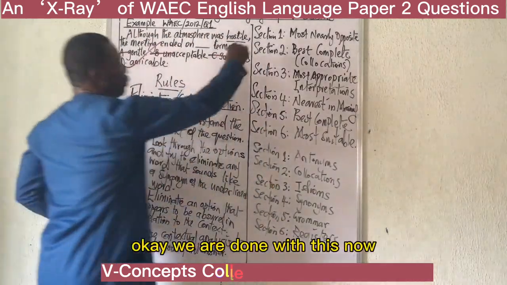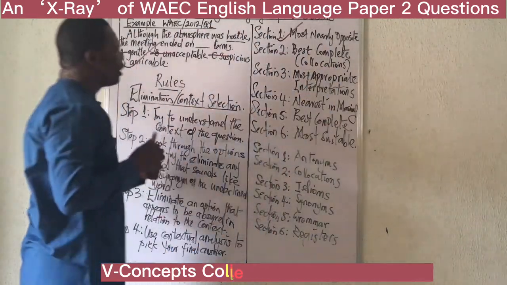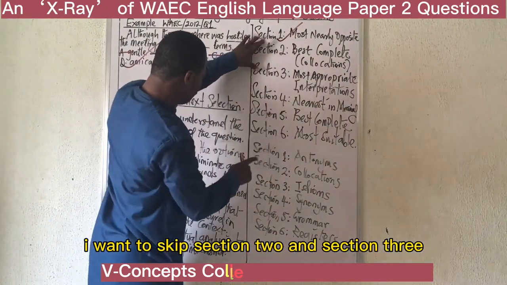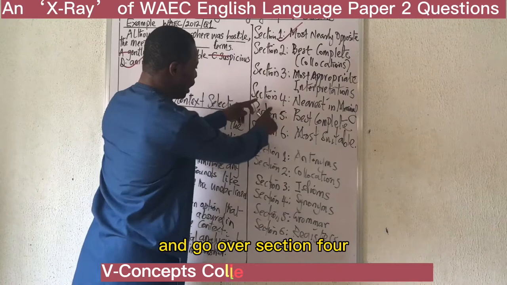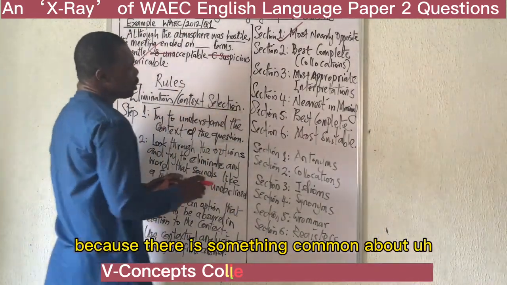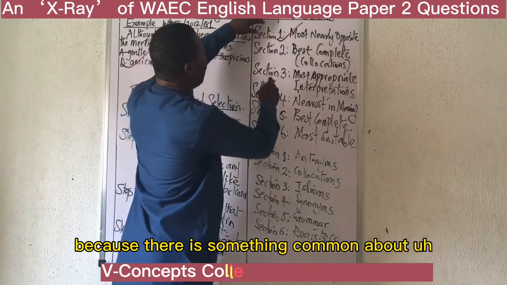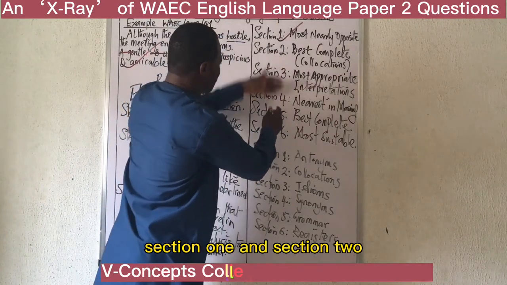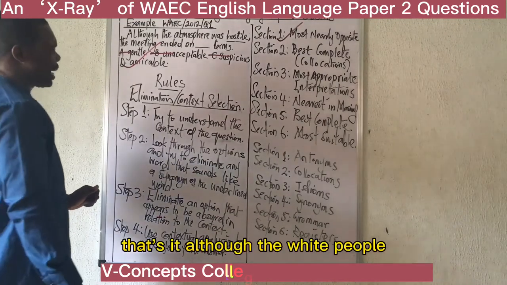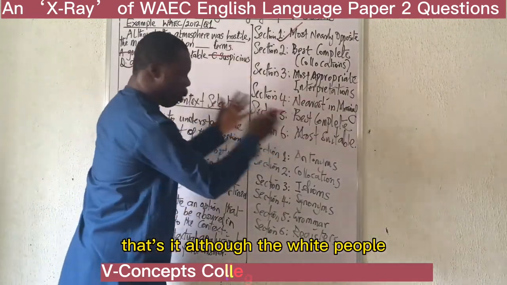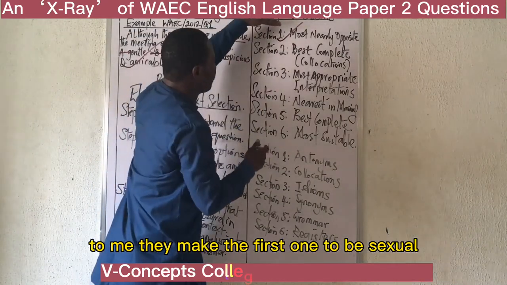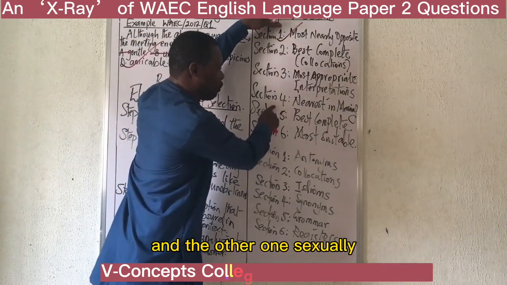I want to do something, okay? We are done with this now. I want to move over to section 4. I want to skip section 2 and section 3 and go over to section 4 because there is something common about section 1 and section 2. So they have a common ground. That said, although the people who set it bring them as section 1, section 2, they make the first one section 1 and the other one section 4. I don't know why.